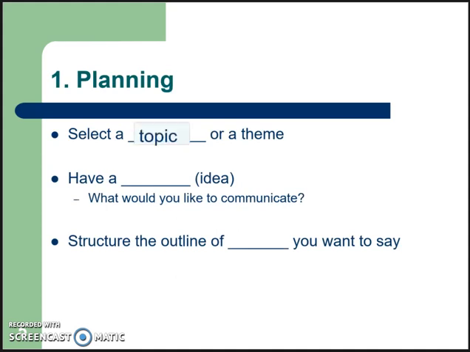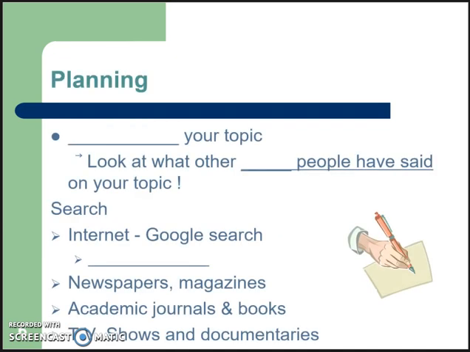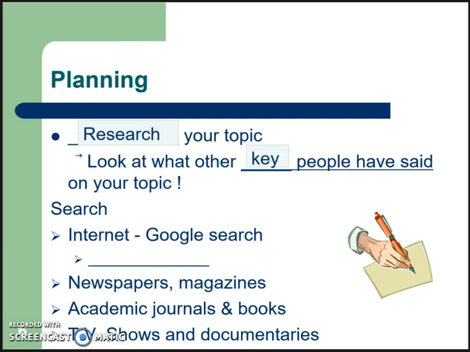Firstly, select a topic. Number 2, have a plan and a structure or an outline of what you're going to say. That's part of the planning. Now, you can find different ideas for planning. Research your topic. You can look at what other important people have said, and then in the slide you can read some places where you can research.